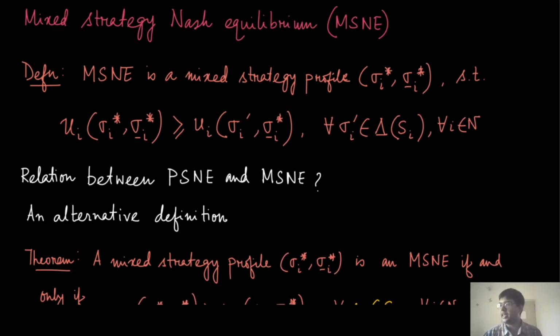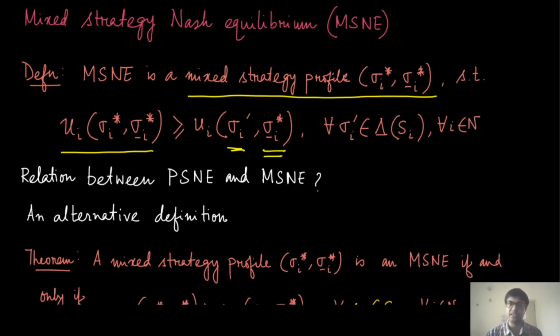We will call a mixed strategy profile, sigma i star and sigma minus i star, a mixed strategy Nash equilibrium if the following condition holds: the utility of player i at that strategy profile is going to be at least as much as the utility when that player is unilaterally deviating to sigma i prime, while all the other players are still holding on to their strategy sigma minus i star. And if this holds for all sigma i primes in the set of all mixed strategies of player i, and if this inequality holds for every player, then we'll call this mixed strategy profile, sigma i star and sigma minus i star, a mixed strategy Nash equilibrium.